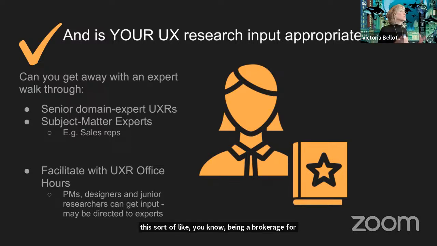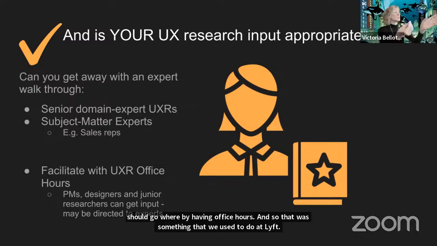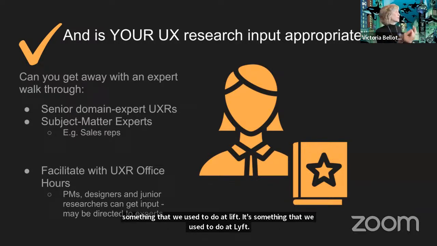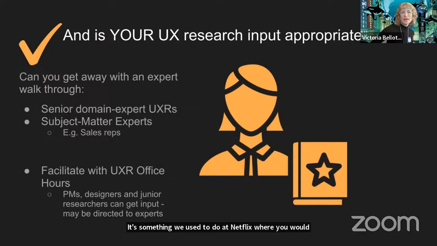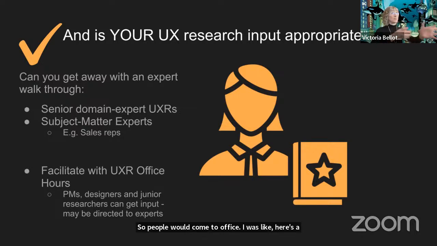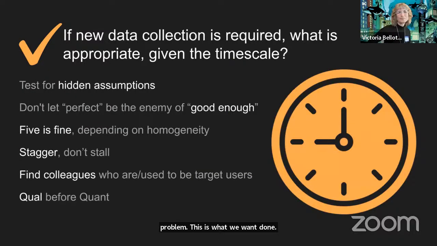And so that was something that we used to do at Lyft. It's something we used to do at Netflix, where you would have somebody who knew everybody on the team and who was an expert at what, and could reach out to people. People would come to office hours and say, here's the problem, this is what we want done. Then they would reach out to the right person, so that a more efficient person would do the project than just the random person the PM might have come to with the problem.